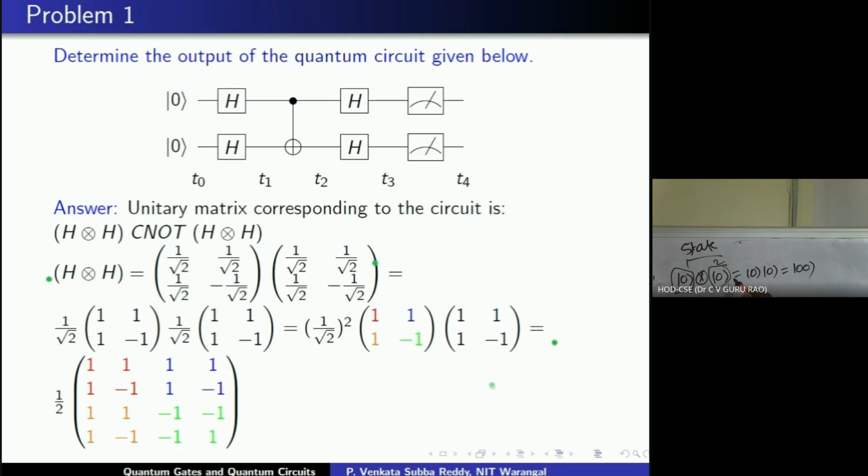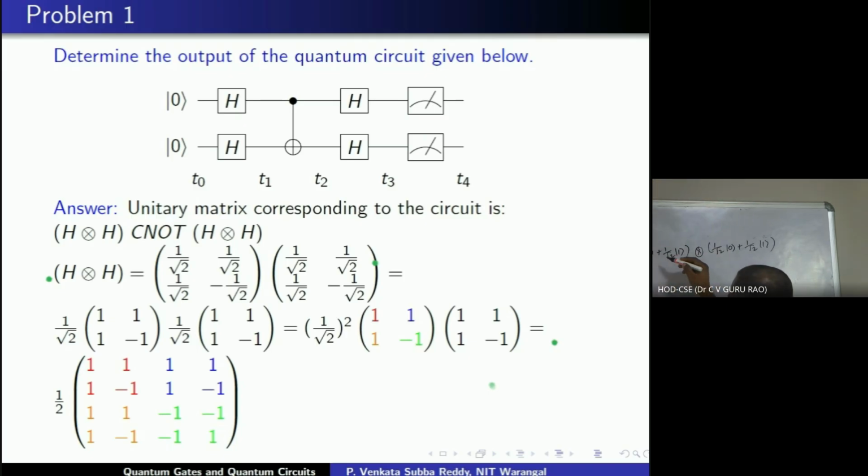Now at time T1, on the first qubit we are using the Hadamard gate, and on the second qubit, again the Hadamard gate. What is Hadamard on ket 0? 1 by root 2 ket 0 plus 1 by root 2 ket 1. If you are directly writing, you use direct notation only. It will be simple, otherwise big matrices and all. Tensor 1 by root 2 ket 0 plus 1 by root 2 ket 1.